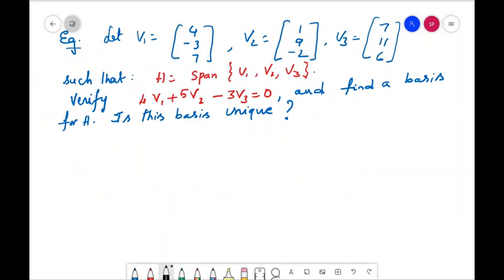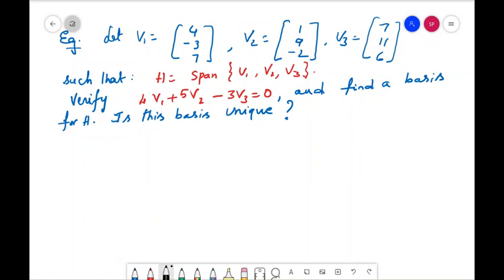Let V1 be equal to 4, minus 3, 7, V2 equal to 1, 9, minus 2, and V3 equal to 7, 11, 6. You are given three vectors such that the subspace H is equal to the span of V1, V2, V3. So H is spanned by these three vectors. That means all the vectors in H are linear combinations of V1, V2, V3. Now you have to verify that 4v1 plus 5v2 minus 3v3 is equal to 0. That is the first one. And find a basis for H.